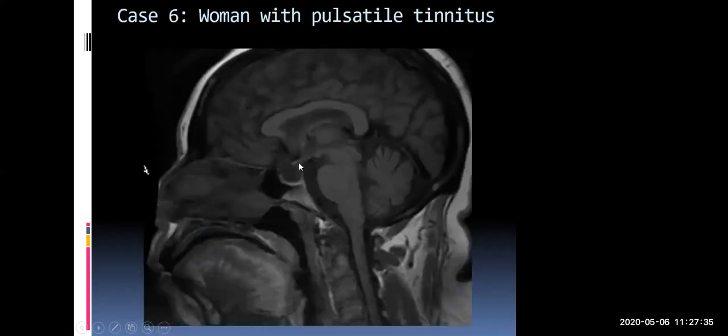So this is her MRI scan. You can see a completely dilated empty sella. So the pituitary gland is compressed down here, and you can see the pituitary stalk there. This is a T1 sagittal that you're looking at. Of course, the fluid here, the CSF, is hypointense compared to the brainstem.